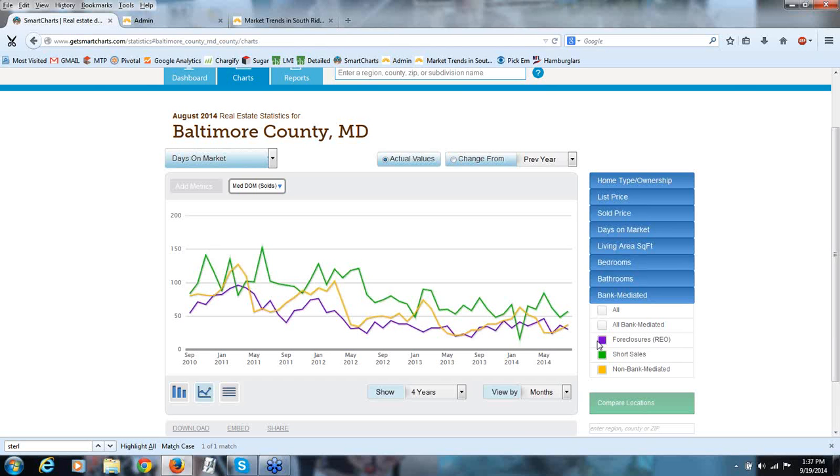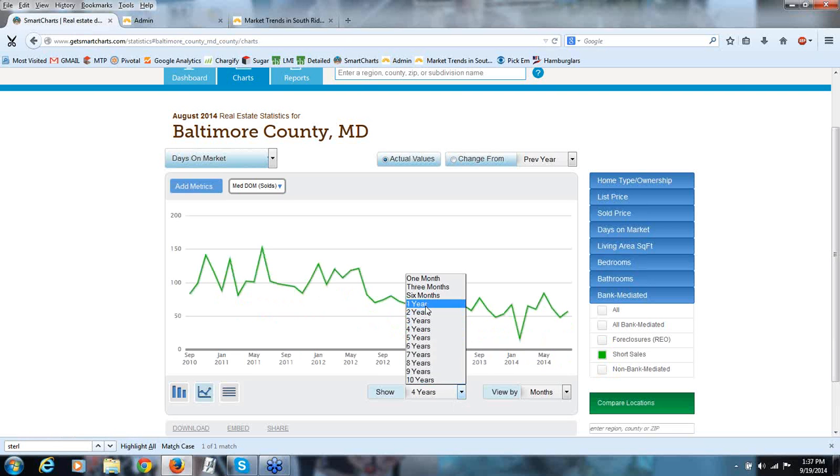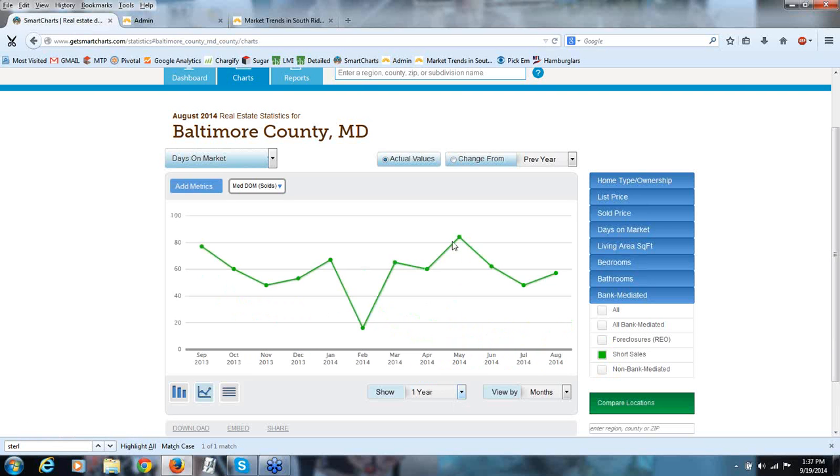It's something that we didn't offer reporting on until SmartCharts came out, and that is some of the other metrics within the days on market category. So for short sales, if we just look at short sales, and I'm going to switch this just to look at 1 year, this is the median days on market. Half the homes went to contract in 57 days or fewer for short sales. Those homes that sold were on the market 57 days or fewer half the time.